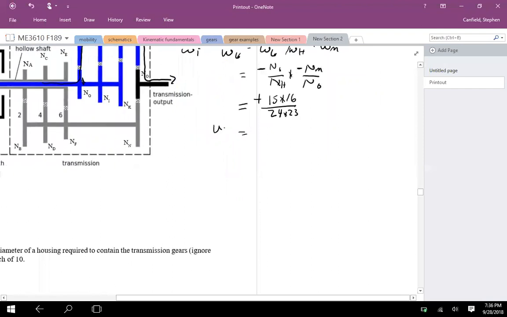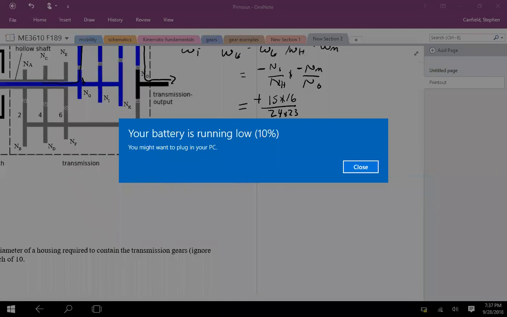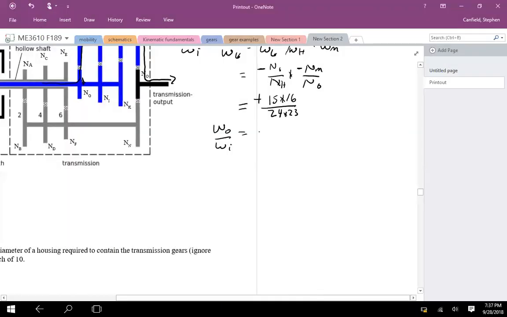And then finally, the ratio of O relative to the input would be, I'm going to do my calculator here, 15 times 16, divided by 24 divided by 23, or 0.4348, or 1 to 2.3, I guess, or 1 over 2.3, if you will.